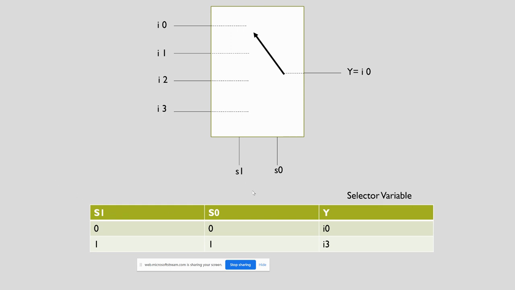So when S1 is 0 and S0 is 0, then my output will be I0. So we'll have a connection between Y and input 0. And when I have selector 1 as 1 and selector 0 as 1, what we mean here is selector 0 and selector 1, the first selector and the second selector, just like here we have the first input, second input, third input, and fourth input. So when my first selector is 1 and my second selector is 1, then my Y, or the output, will connect to the fourth input, or in this situation we call it I3.